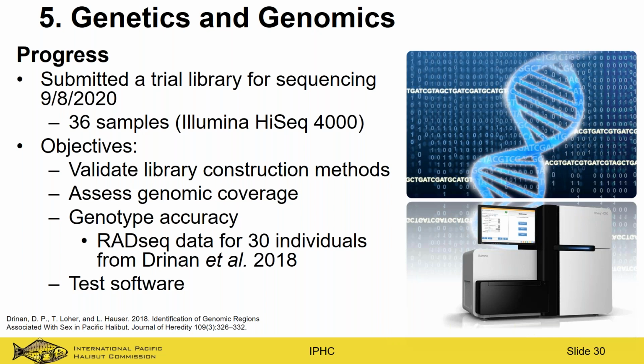We'll also be able to evaluate the accuracy of those genotypes that we call, because 30 of those 36 samples were used in the study that was used to identify the sex-linked SNPs that are used for the genotyping of the commercial catch. And that data is RADseq data, which is higher genomic coverage. And so when you have a greater coverage at a given genomic location, you can call SNPs with more confidence. And so we have very high confidence in those genotypes, and so we can compare our lower coverage data to that in order to validate that.